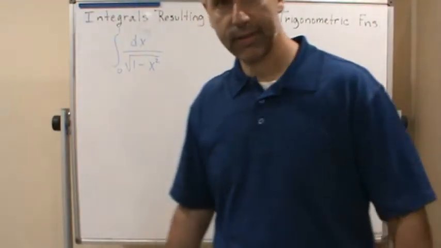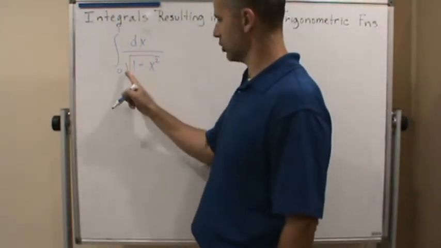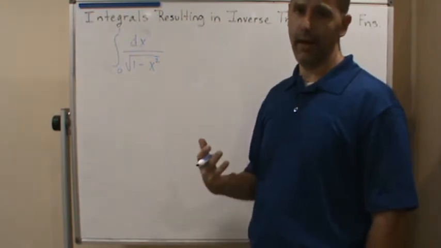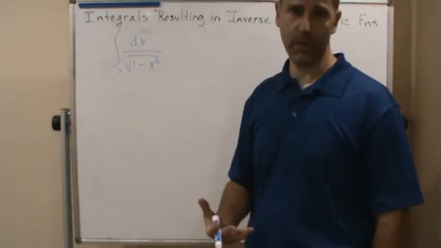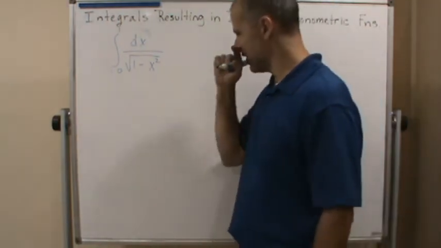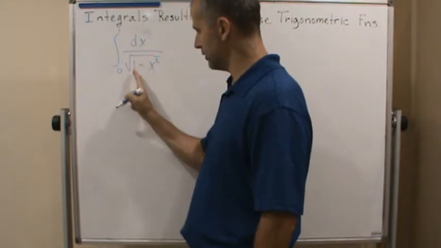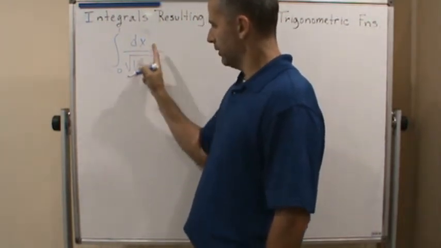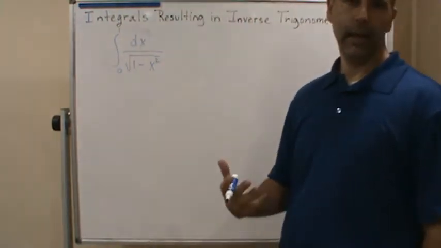Okay, so let's look at this example here. Notice that we have something that has a square root in the denominator. Immediately I'm thinking, one, you automatically want to think of a u substitution. But in this case, we can't do a u substitution, because if we make u the radicand, there's no x up here. So we can't do a u substitution.